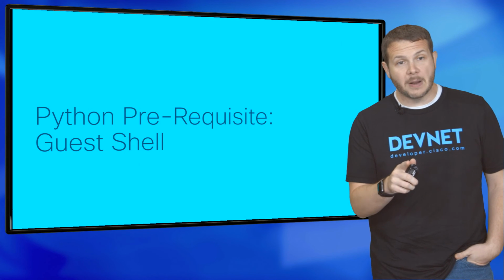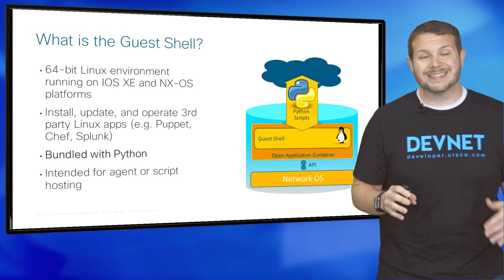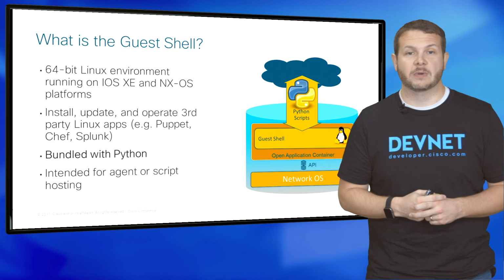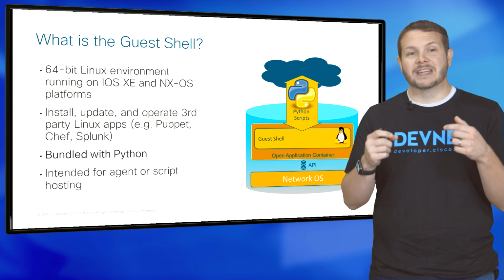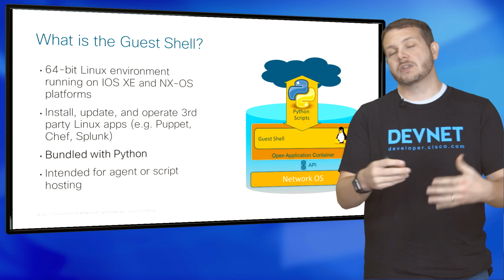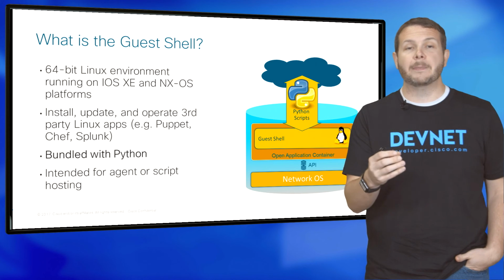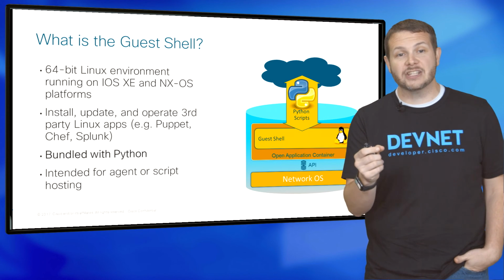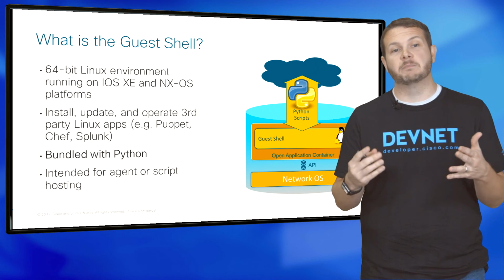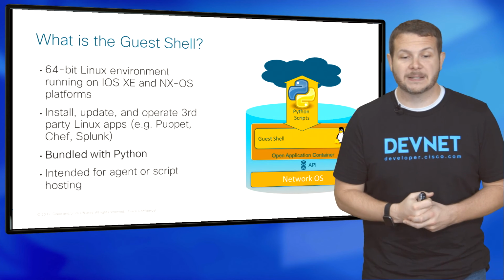So the Python prerequisite is we do need guest shell. And as a reminder about what guest shell is, it's a 64-bit Linux environment running directly on our iOS and NXOS platforms. This gives us a containerized version, typically of CentOS, where we can actually manage that just like we would any Linux environment. We can use it to install, update, and operate third-party applications like agents from Puppet, Chef, or Splunk. But what's key for our lesson today is that it's bundled with Python. It lets us run scripts directly on our boxes.